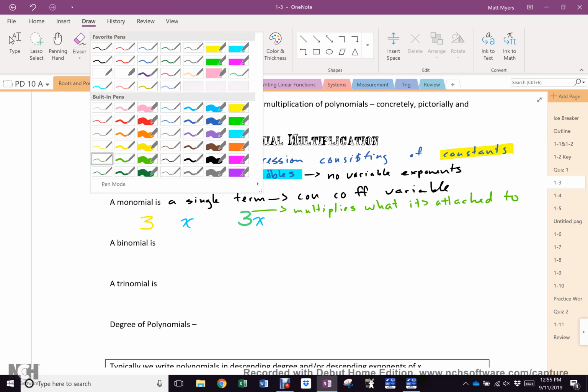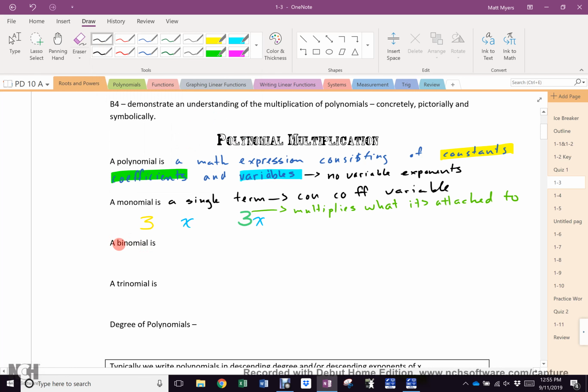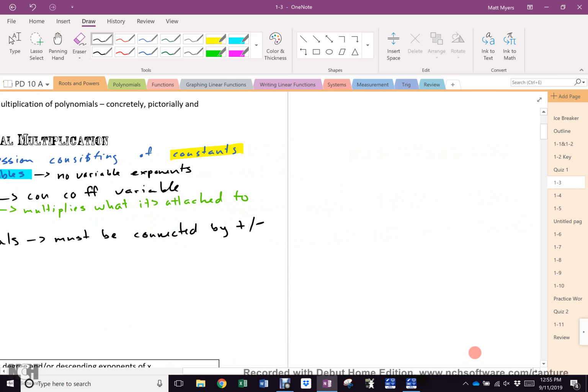Okay. A binomial is like a bicycle. It has 2 wheels, so a binomial has 2 monomials. Now, this is where it gets a little tricky, because those 2 monomials must be connected by add or subtract. Here is what I mean by that. You don't need to write this down.